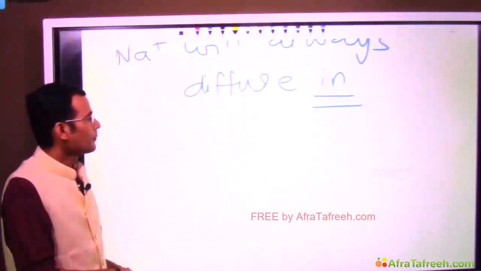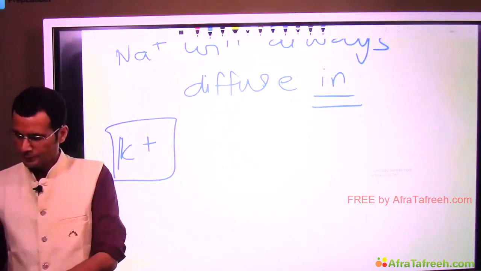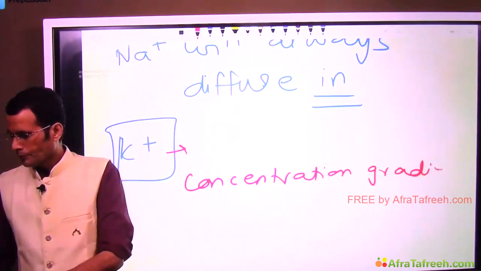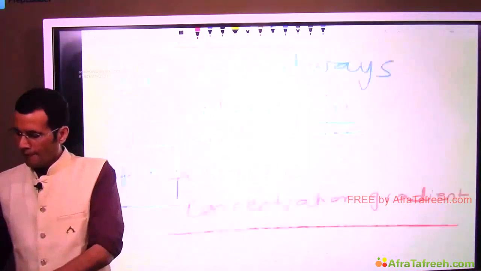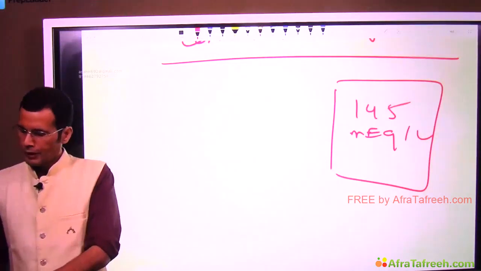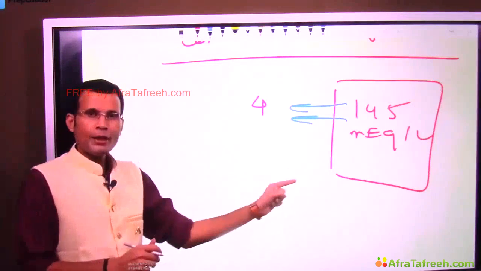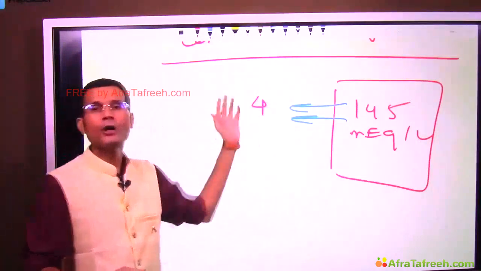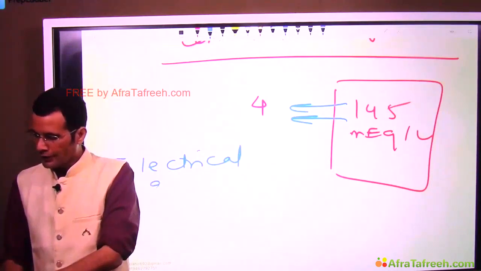But it's not yet over. So sodium will always diffuse in. Now coming to potassium. This will be interesting. What is the concentration gradient for potassium? Potassium is high on the inside, 145 milliequivalents per liter, and low on the outside. In the ECF it's low. So by concentration gradient, potassium will diffuse outward, from inside to outside. But then what about the electrical gradient?